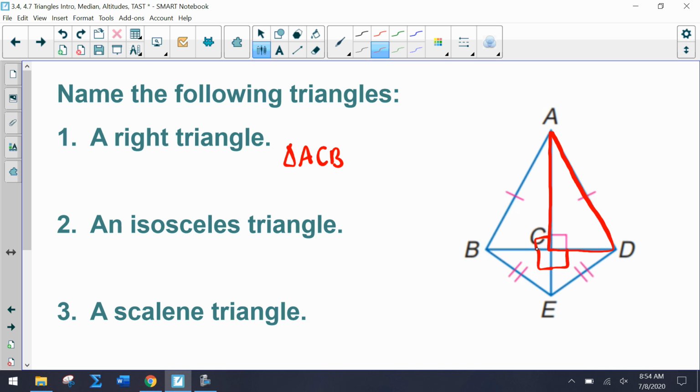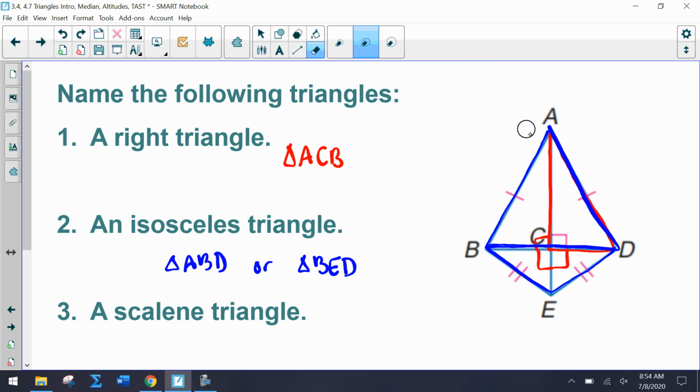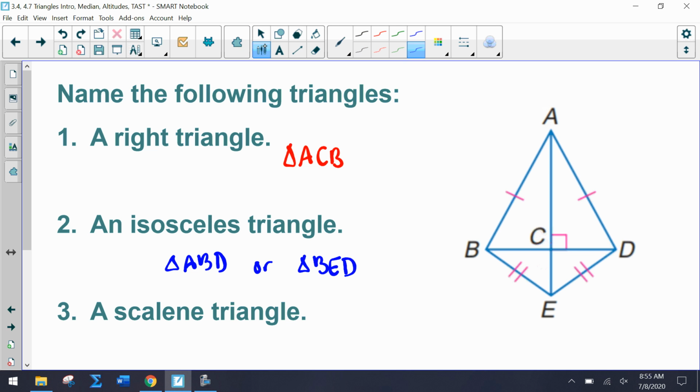An isosceles triangle, so I notice here we have A, B, D is a triangle, or notice the 2 tick marks, we got this one down there as well. Okay, and then a scalene triangle, so none of the sides are congruent. So a way for us to look at this, I would say this triangle would be scalene, right? Because we got 1 tick mark, 2 tick marks, and this long line doesn't have a tick mark. So I guess we could do that one or the one that mirrors it.